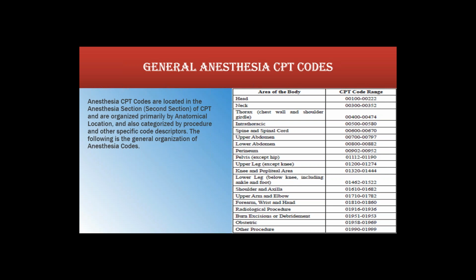The spine and spinal cord, we'd look at 00600 to 00670. The upper abdomen area would be referenced at 00700 to 00797. The lower abdomen area would go to 00800 to 00882.